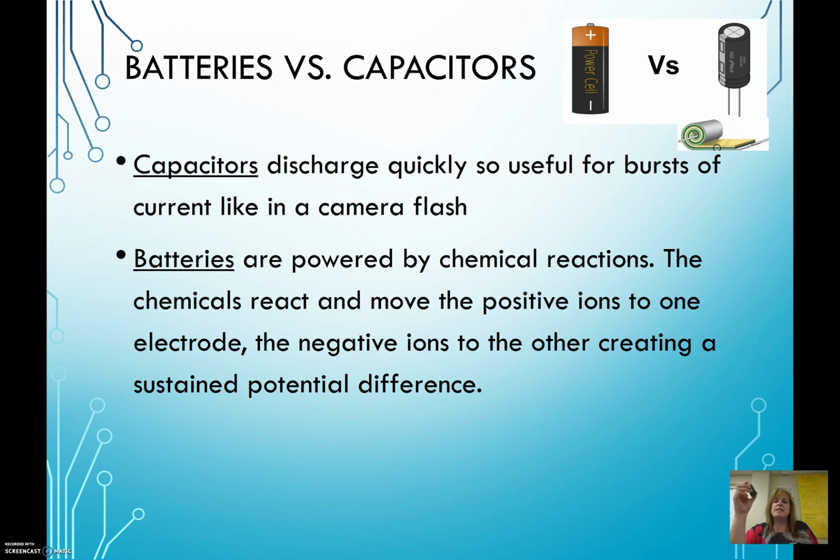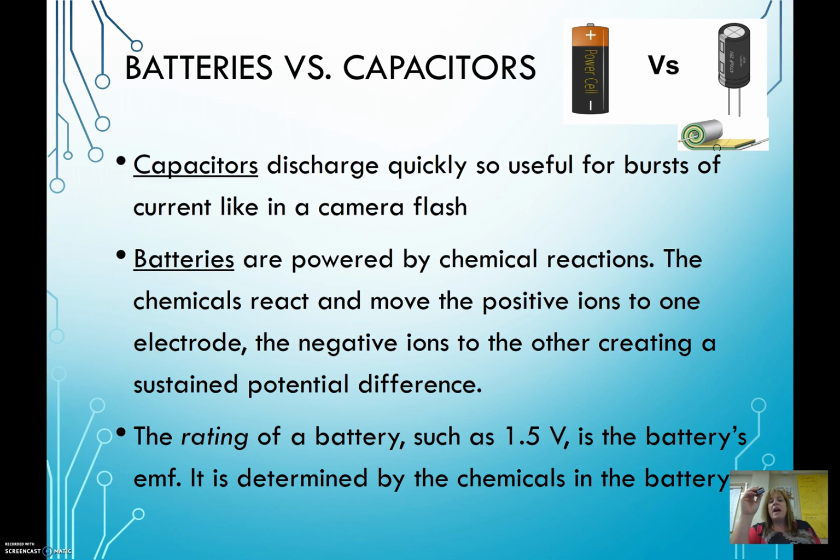Whereas batteries are powered by chemical reactions. And so we get these reactions going on, and positive ions and negative ions are moving to different sides, and that creates this potential difference that drives the electrons or the current in my circuit. So a battery, and the rating of the battery tells you the battery's EMF. So that's the battery's voltage. And it's determined by what's in the battery.